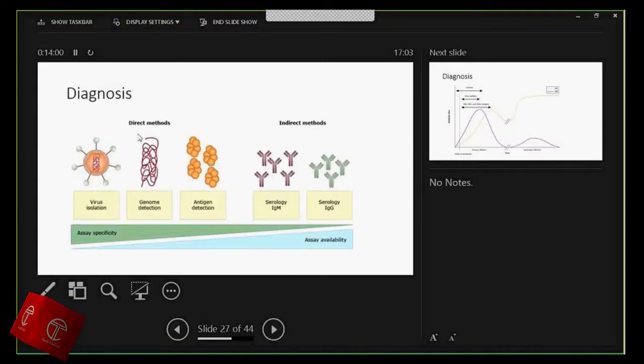So diagnosis: you can do direct methods by picking up the virus. You can do a genome detection, or you can do NS1 antigen. In India, I think we commonly do NS1 antigen. Indirect methods check the antibodies for dengue, serum IgG and IgM.